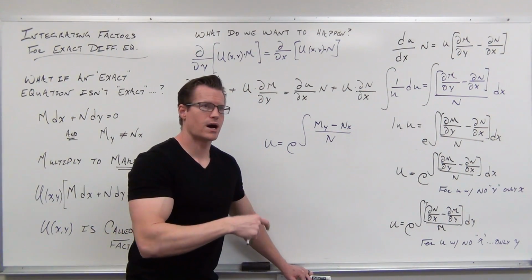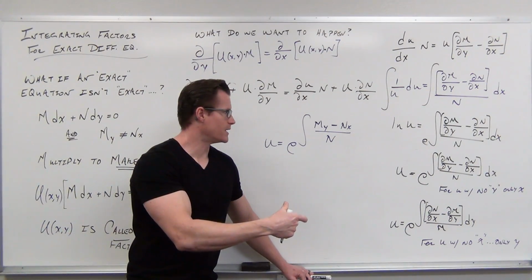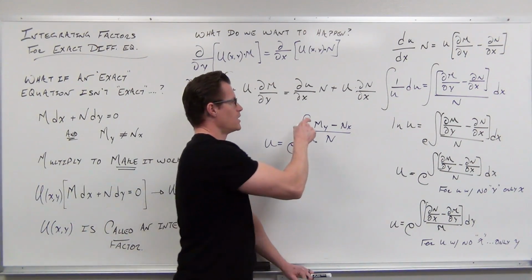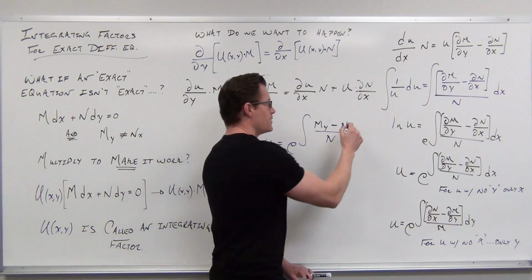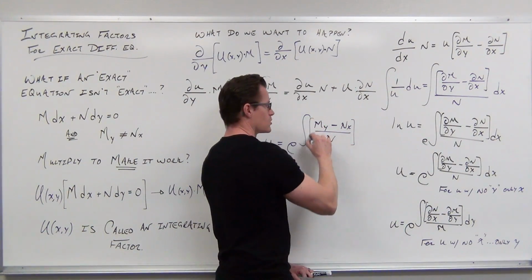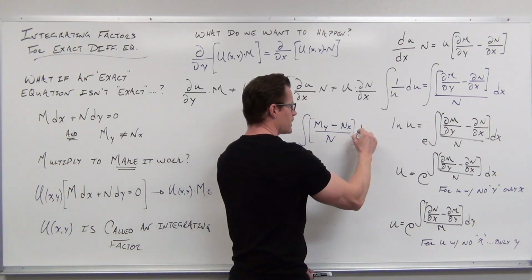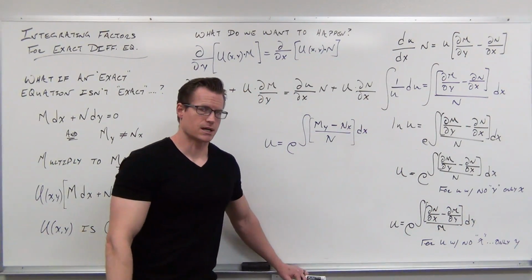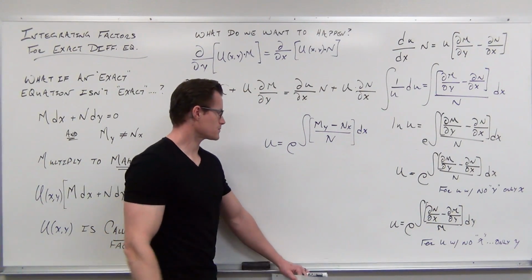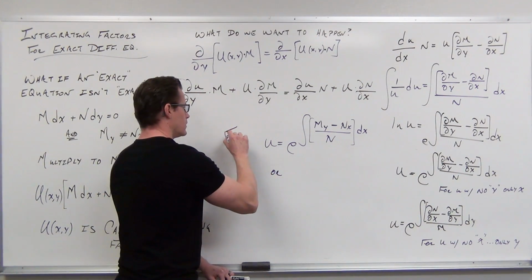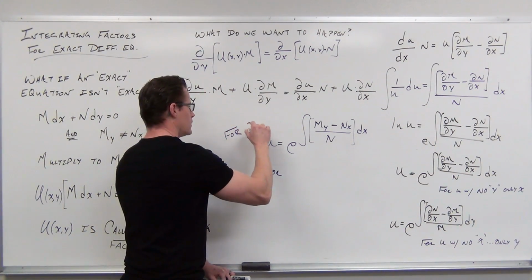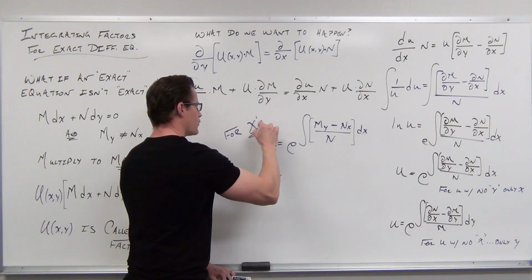So partial y minus partial x, and then divide by partial of m with respect to y minus partial of n with respect to x divided by the n. And then this right here, if this is in terms of x's only, you take an integral with respect to x, and you take e to that. For x's.